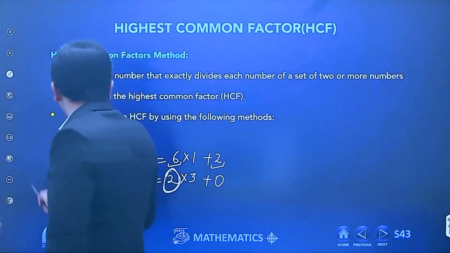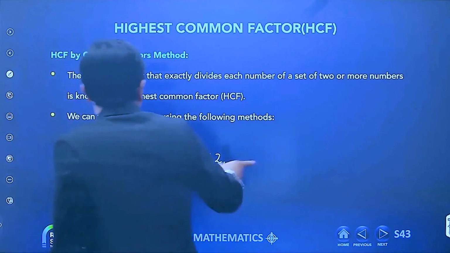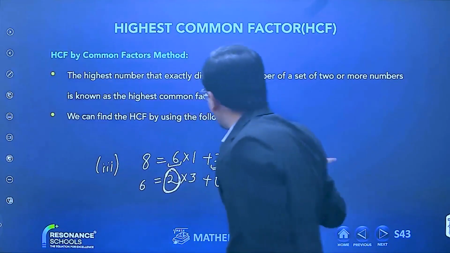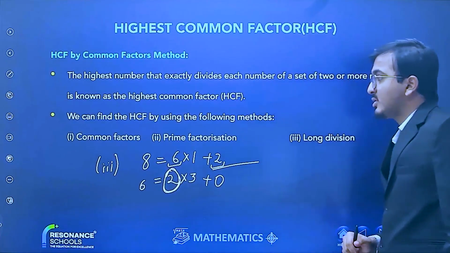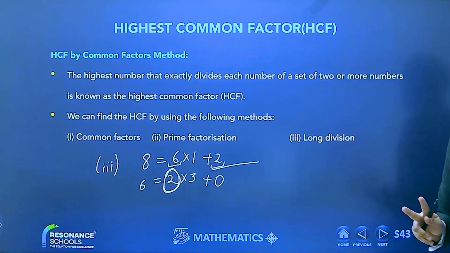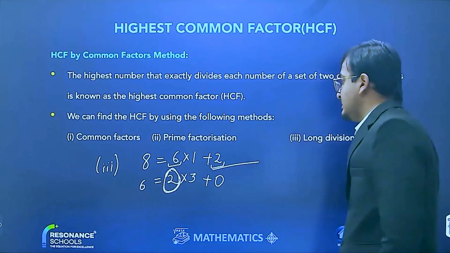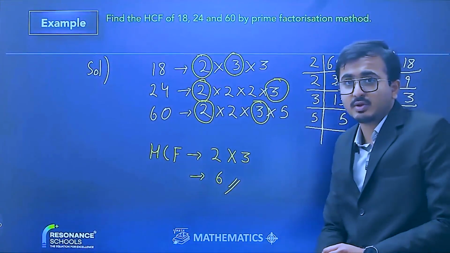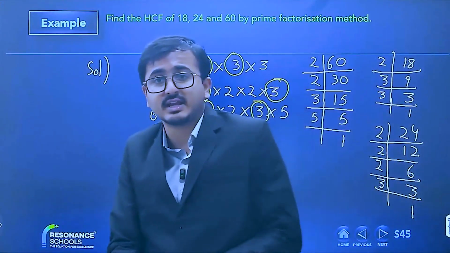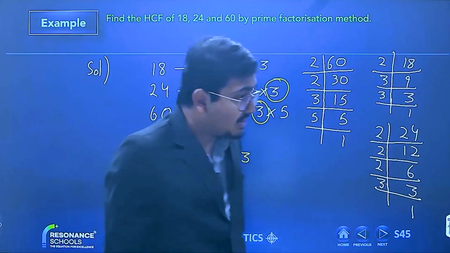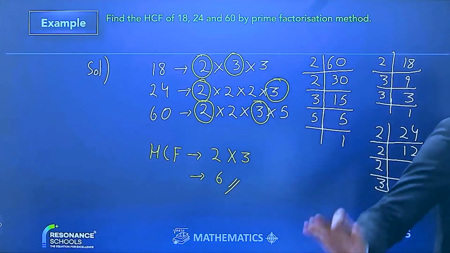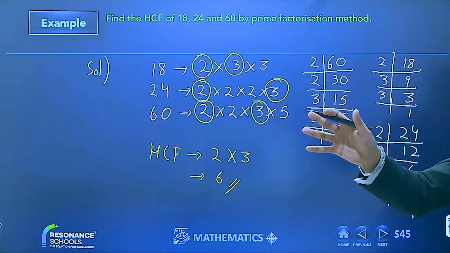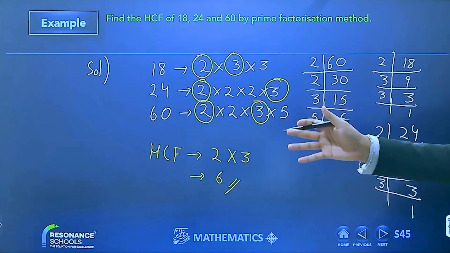The first one is done via common factors. Second one, using prime factorization. Let us do it from the worksheet itself. Everyone stop typing, look at the board. Maximum concentration is needed.